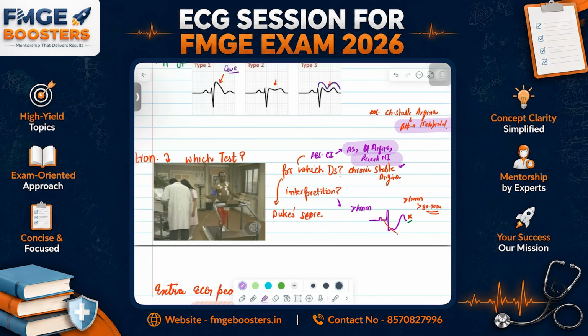ठीक है? And we use a score here, which is a Duke score. And Duke's criteria, where do we use Duke's criteria? Infective endocarditis. Right. We use it in the case of infective endocarditis.